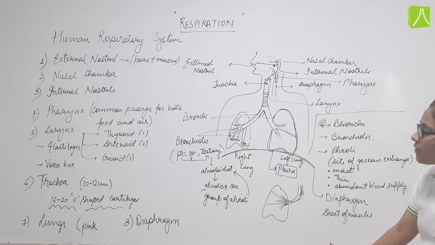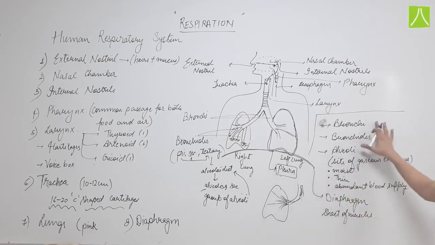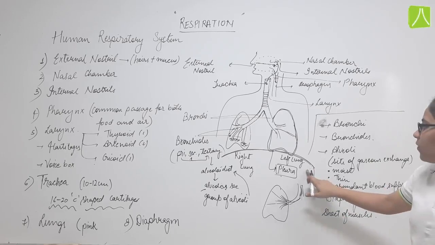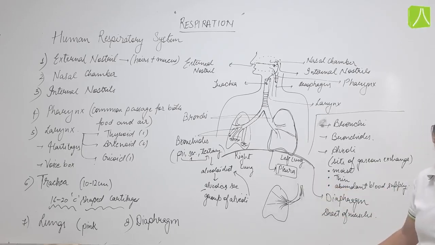It is hollow from inside and present in the thoracic region. It has these structures: bronchi, bronchioles and alveoli. And the last one is the diaphragm, which is a sheet of muscles that plays a major role in the breathing mechanism, and it divides the thoracic part from the abdominal part.